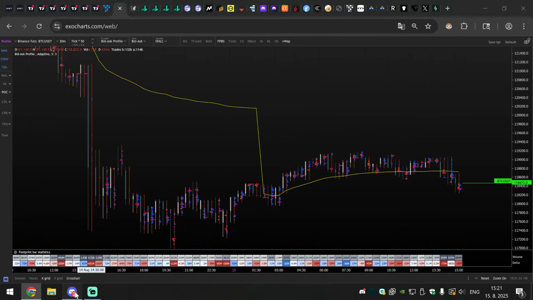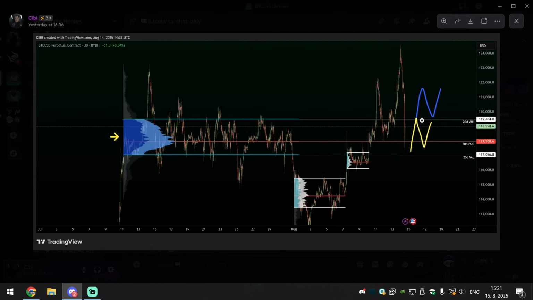But we never got that, so that's why I put the blue color for a larger move to the upside. And again, this would be a sign of strength for me: moving outside of the 20-day VAH range and expanding the range into the much larger cluster.